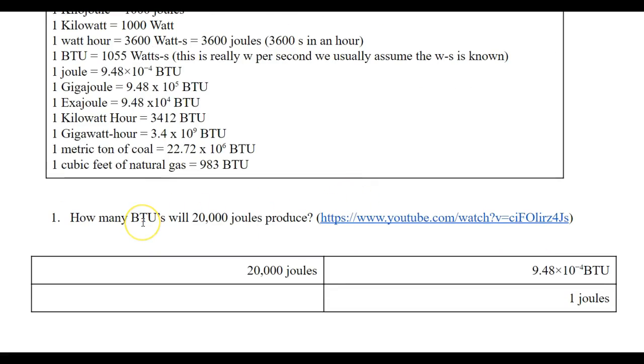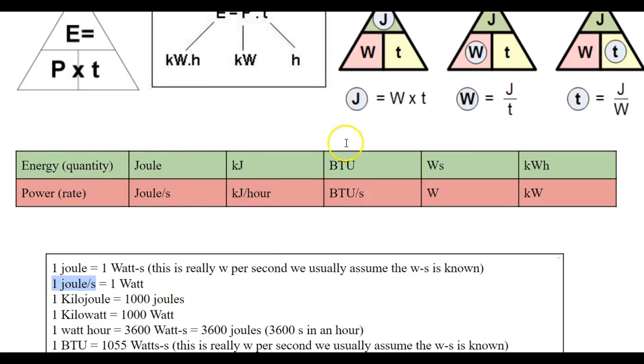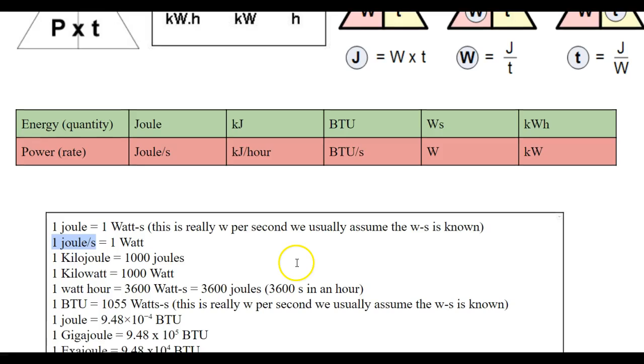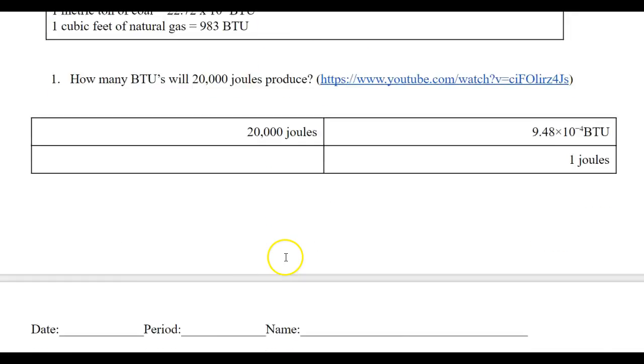So right here it's asking how many BTUs will 20,000 joules produce. So I'm going to BTUs in joules, and again, if I'm looking here, joules to BTUs, it doesn't include time, so it's just energy to energy. And if I asked you to go from joules to kilojoules, or joules to watt second, or joules to kilowatt hour, you wouldn't really need time because you're going from energy to energy. Same thing with power. If I'm asking you to go from joules to watts or kilowatts to kilojoule hours, you don't really need time in there because you're only going from power to power.